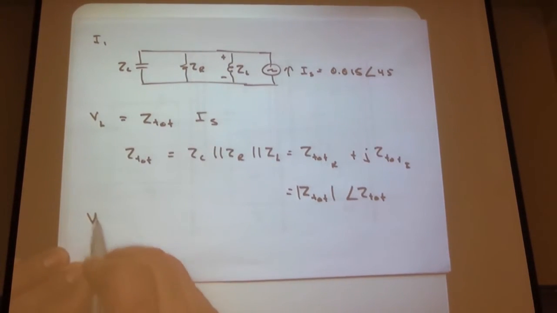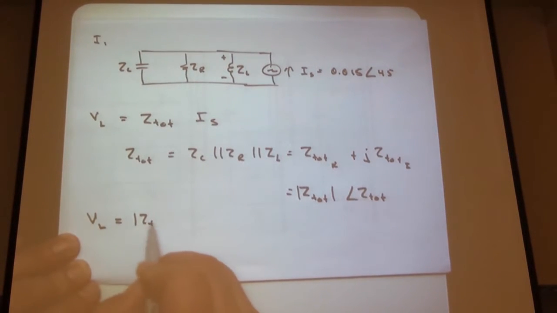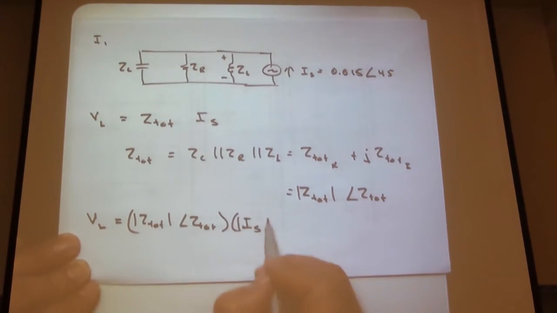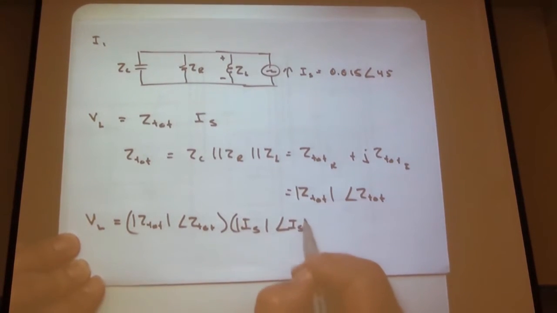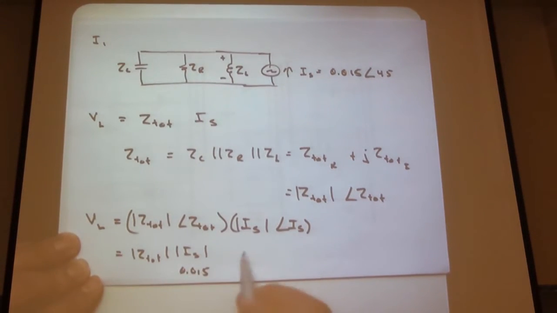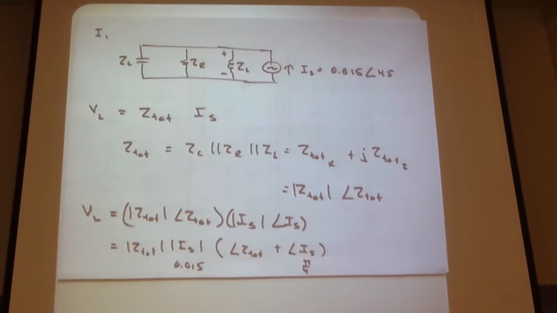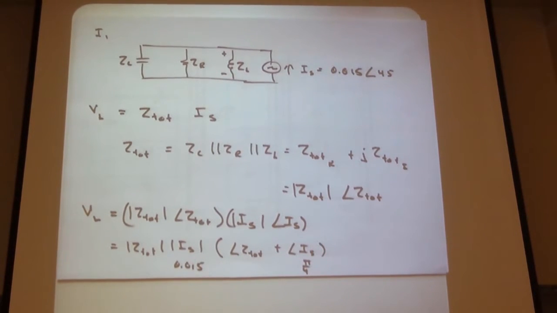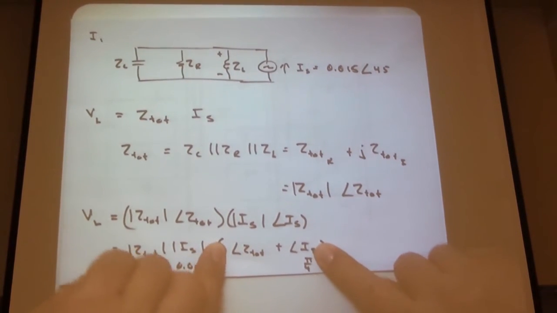So what's VL? VL is Z total magnitude angle Z total times I source magnitude, which we know is 0.015, angle I source, and I don't remember what this was, but this winds up being magnitude Z total times magnitude I source, that means 0.015, times angle Z total plus angle I source. And this was pi over 4, 45 degrees, whatever you want. Once you've found the equivalent impedance, if you're doing it this way, you multiply the magnitude of Z total times the magnitude of I source to find the amplitude of the voltage. You add the phases to find the angle of the voltage.